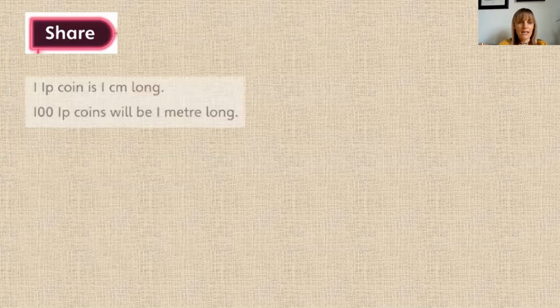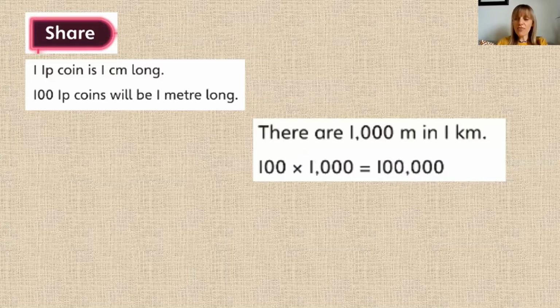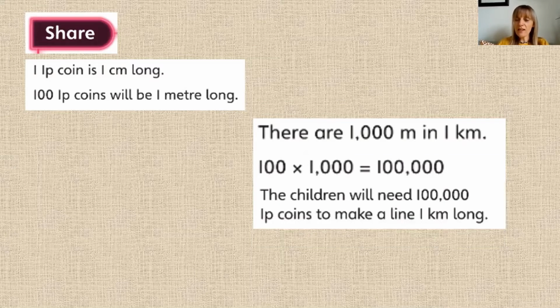So if a 1p coin is 1 centimetre long, that means that 100 penny coins will be 1 metre, because we know that there's 100 centimetres in 1 metre. So that's our first fact. Now, in 1 kilometre, there are 1,000 metres. Now, we've got at the moment 1 metre, which is 100, so we've got to times that by 1,000 in order to make a kilometre. So that means at the moment we're going to need 100,000 1p coins to make a line that's 1 kilometre long. That's a lot of pennies, isn't it?